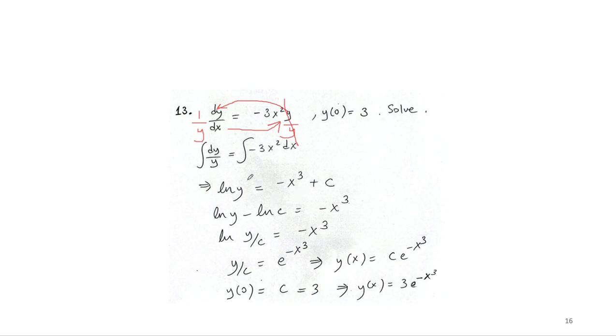So we get ln of y equals minus x cubed plus c, and ln y minus ln c equals minus x cubed. And then the rest is what we already did before. We take this to the left side as ln of c, and then write this as ln of y over c. And that gives us, if we take the exponential of both sides, y over c equals e to the power minus x cubed.